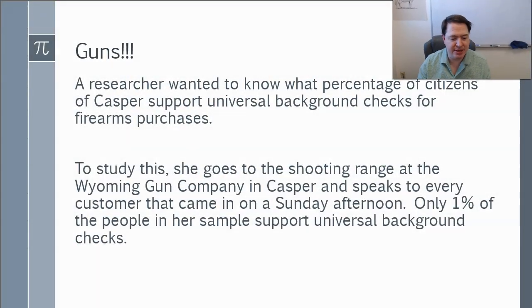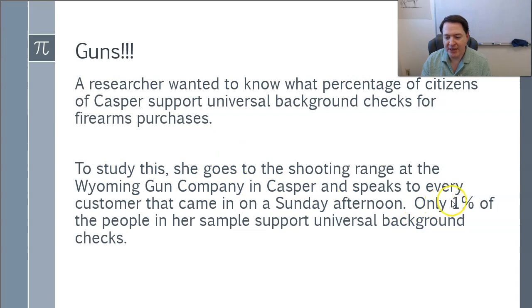If we go back to this setup here, we see we specifically have this 1%, right? Because all we do is we look at our sample and then we calculate it, and I know that number is 1% for a fact. I don't know what it is in the population as a whole. So in the population as a whole, I just say the percentage of people in Casper that support universal background checks. That's a parameter. My statistic will be the 1% of people in the sample that support universal background checks. So I'm actually going to know the value of that number.